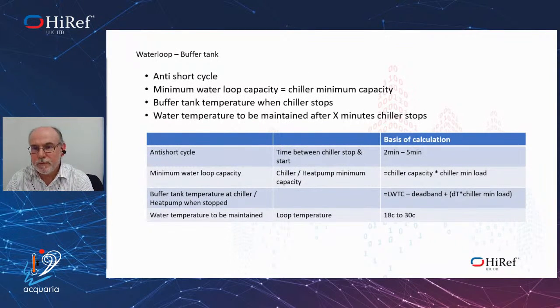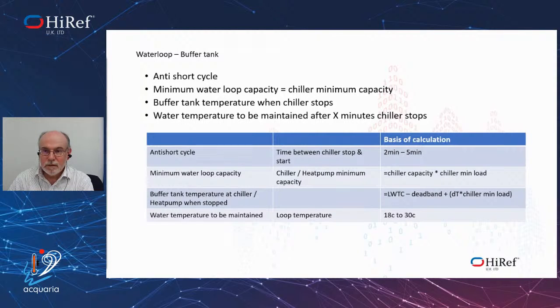And so to stop the short cycling, we need to think about buffer tanks. So you need to look at the minimum water loop capacity against the chiller or heat pump minimum capacity requirements. So there's two things there. One is the flow through the chiller and heat pump, but also minimum volume. And minimum volume is often neglected.